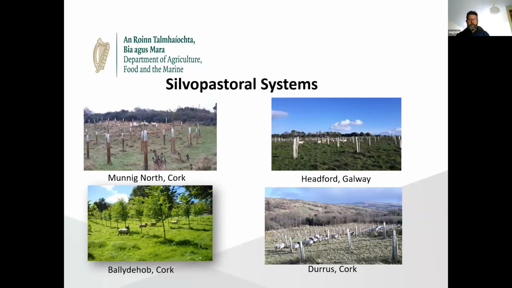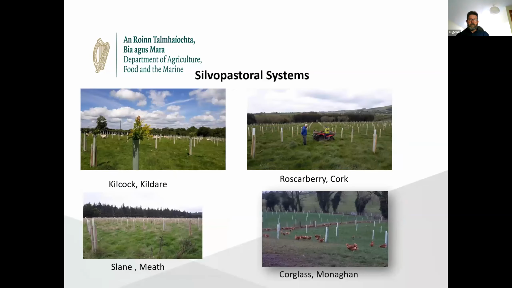So these are some of the examples of what were planted under the old scheme. A lot of them around Cork. May have had something to do with some of the presentations that we had down in West Cork, but there are now ones in Galway. Next slide, please. In Kildare, in Meath, up in Monaghan, and in Cork, again in Rosscarbery.